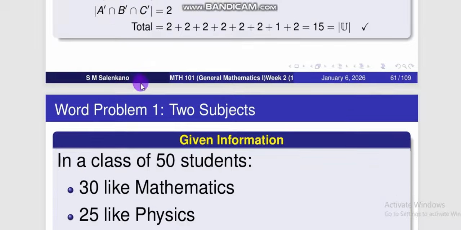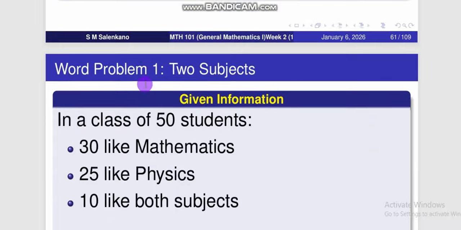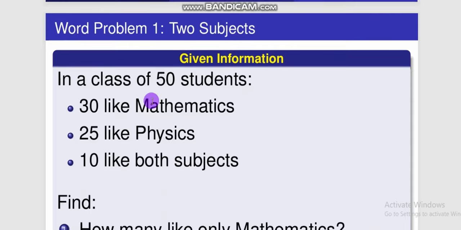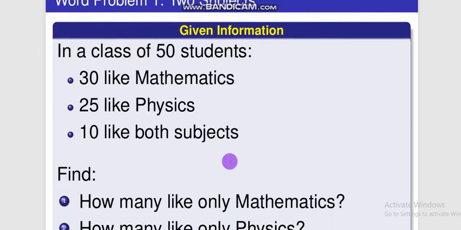Now the next problem we are going to see is a word problem involving 2 subsets and the universal set. We are going to see how Venn diagrams are effective in solving real world problems, right? This is the information given. In a class of 50 students, 30 like mathematics, 25 like physics, 10 like both subjects.